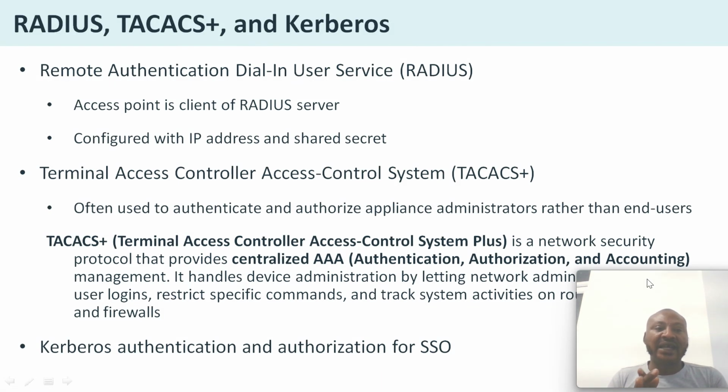So that is that. Then the next one now is Terminal Access Control System. While the first one is talking about users, this one focuses more on device authentication. It's often used to authenticate and authorize appliance administration rather than end users. So it's more about the appliances than users. RADIUS is for users, while this one is for what? Devices.